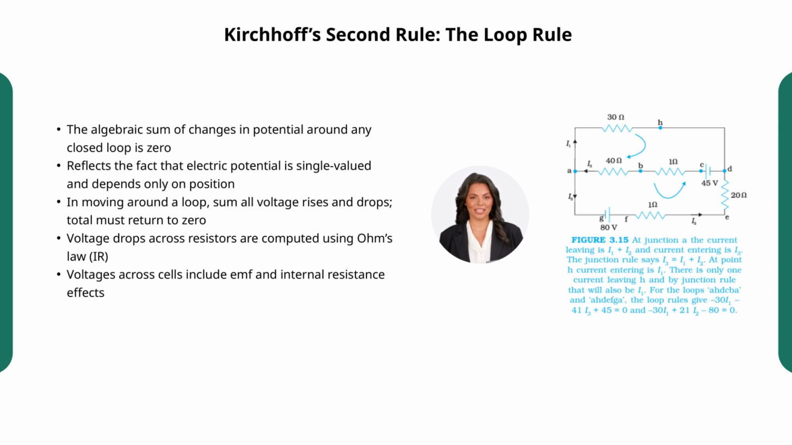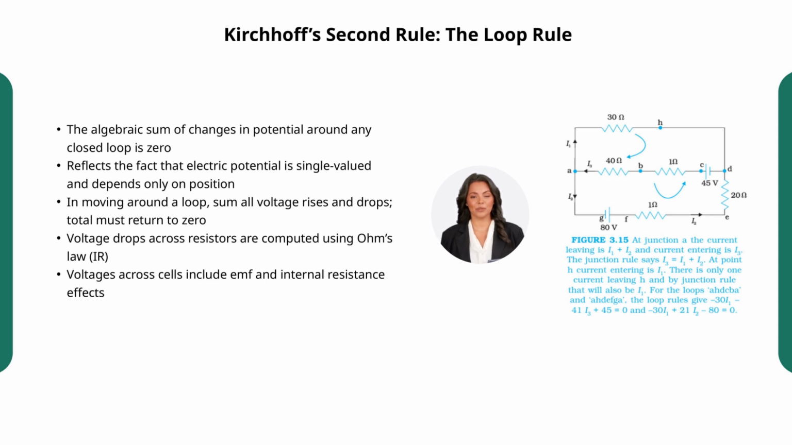If you imagine starting at any point in the circuit and moving all the way around a closed loop back to that point, you must end up at the same electric potential you started from. Therefore, adding up all voltage increases and drops along the way must balance out to zero. When moving through a resistor, this change in potential is a voltage drop calculated by Ohm's law as the product of current and resistance, IR.